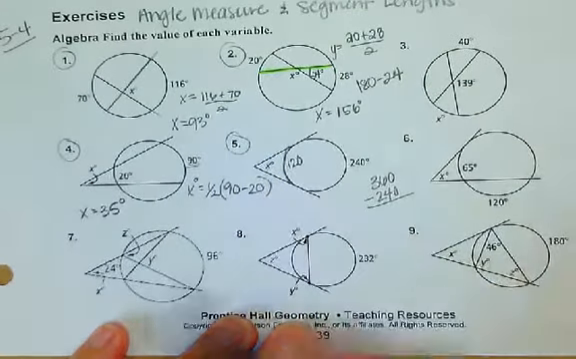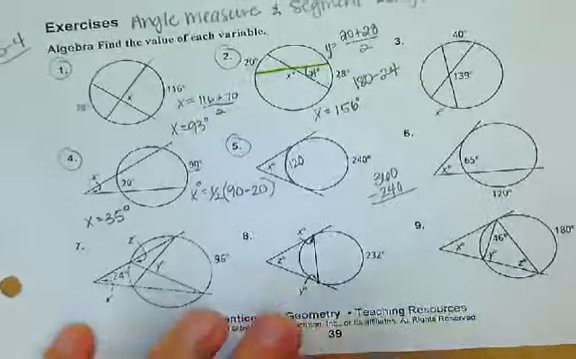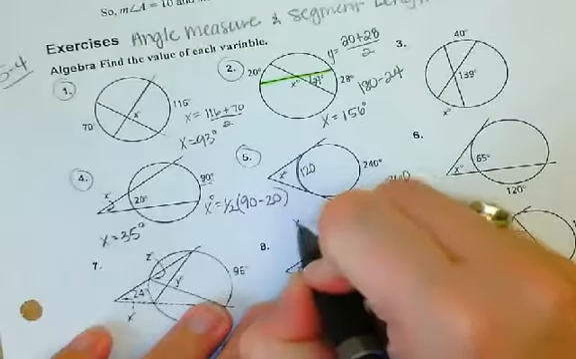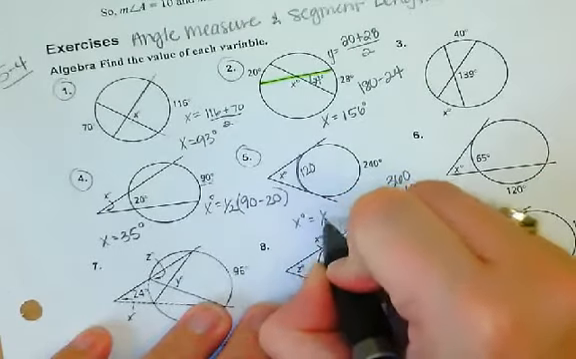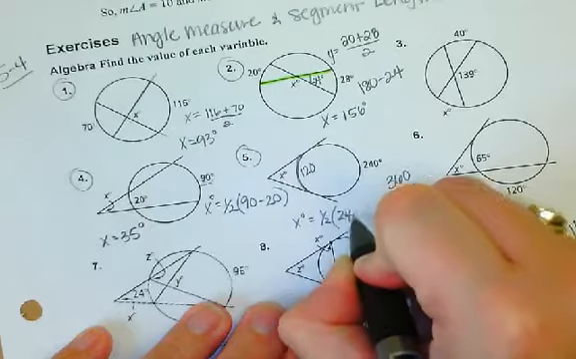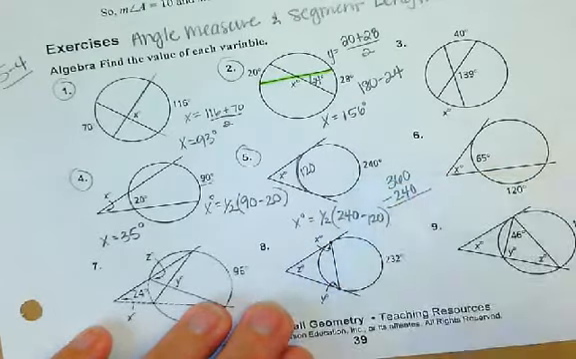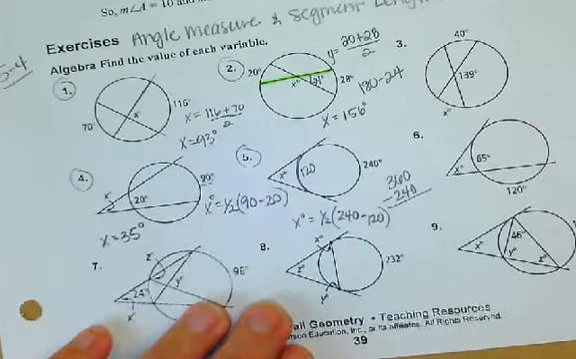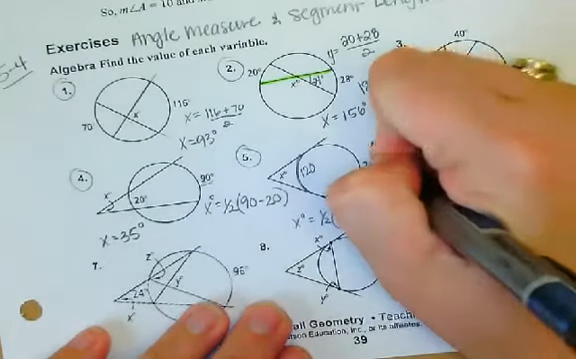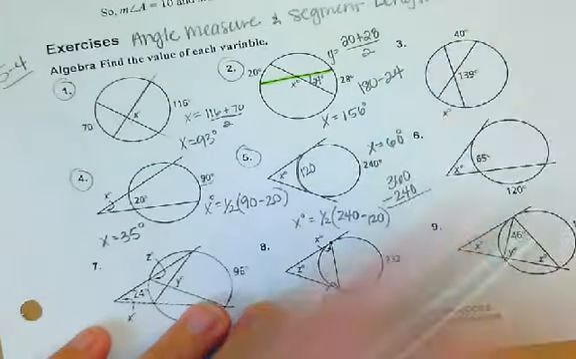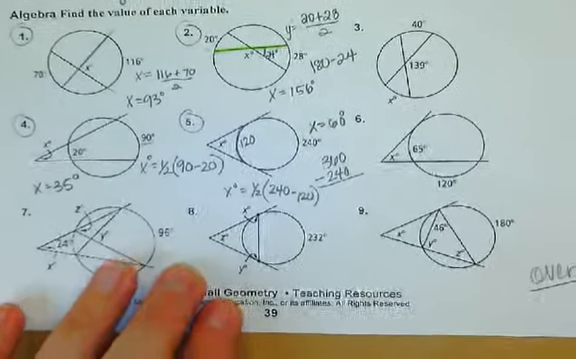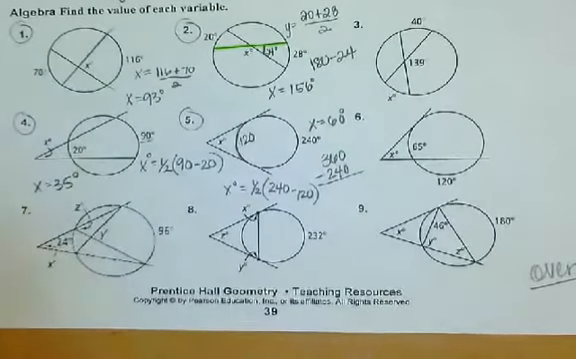So now I can use the same theorem I used in number 4 to find the measure of the angle. So x degrees is going to be equal to 1/2 of 240 minus 120. So 240 minus 120 divided by 2, x is equal to 60 degrees. Now for the rest of the problems here, they're using those same theorems, they just gave you different information.